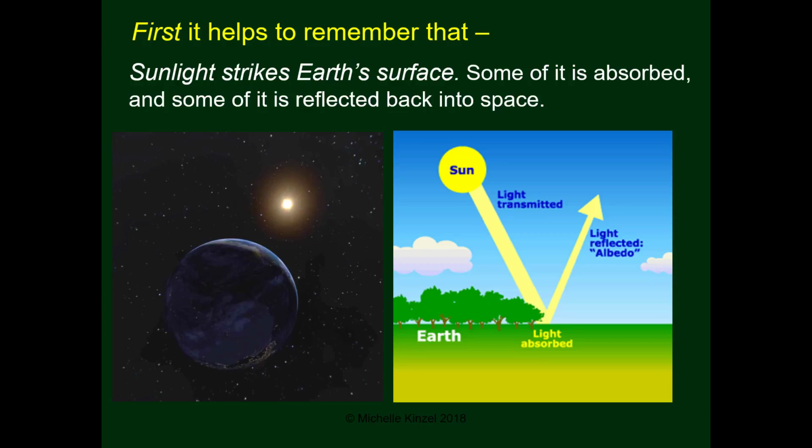Well, first, it helps to remember that sunlight strikes Earth's surface, and some of it is absorbed and some of it is reflected back into space. So you can see in this image on the right that the yellow arrows are representing light that's transmitted, and some is absorbed, and then there is light that is reflected. That is a scientific term called albedo.